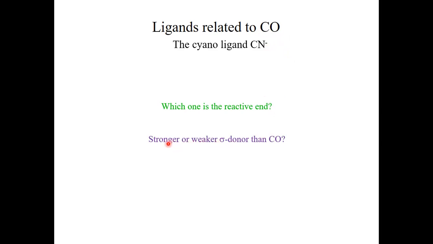Okay, now we can ask, would the CN minus ligand be a stronger or weaker sigma donor than the CO? Maybe if you logically think about it, you can even answer the question. So what do you think? Is a CN minus anion a stronger or weaker sigma donor than carbon monoxide? So does it donate its electron pair at carbon more easily in a sigma fashion or less easily? What would you say?